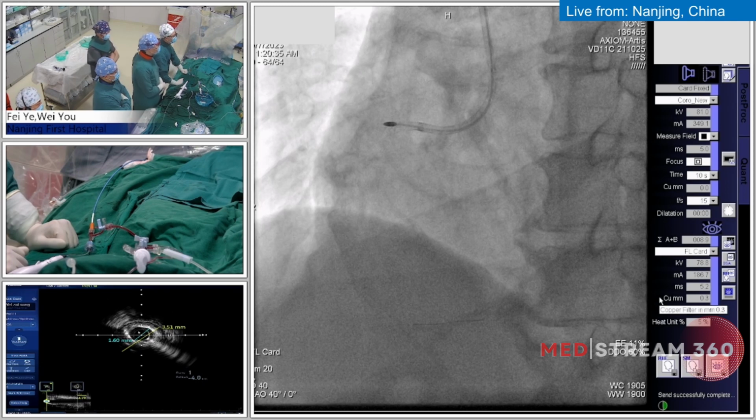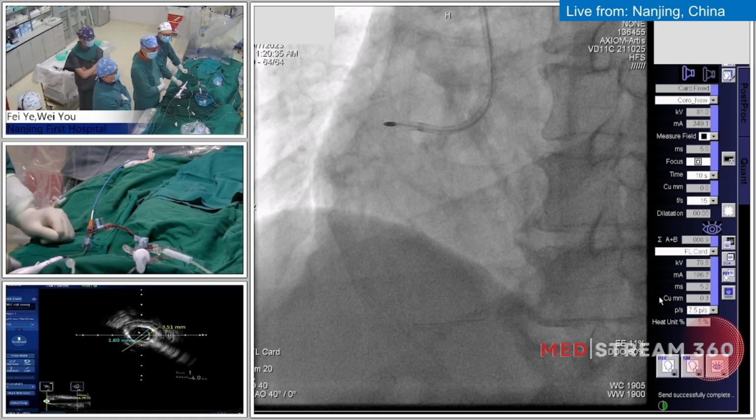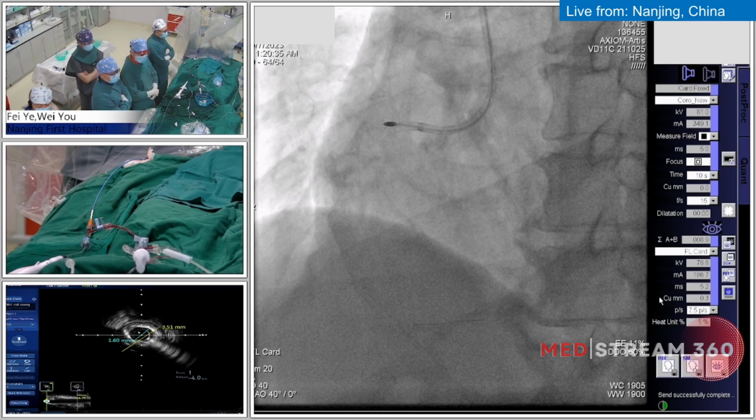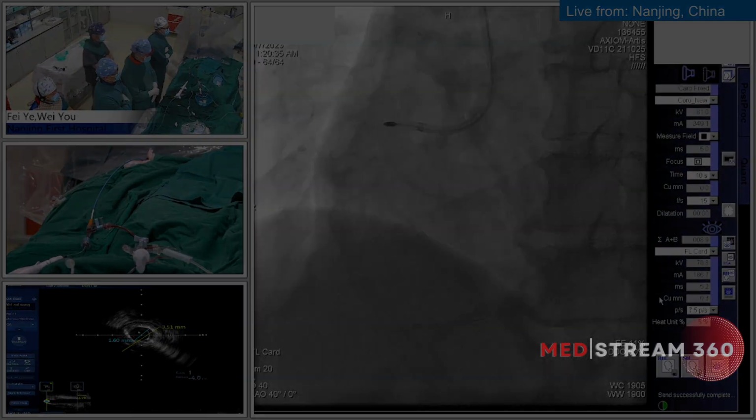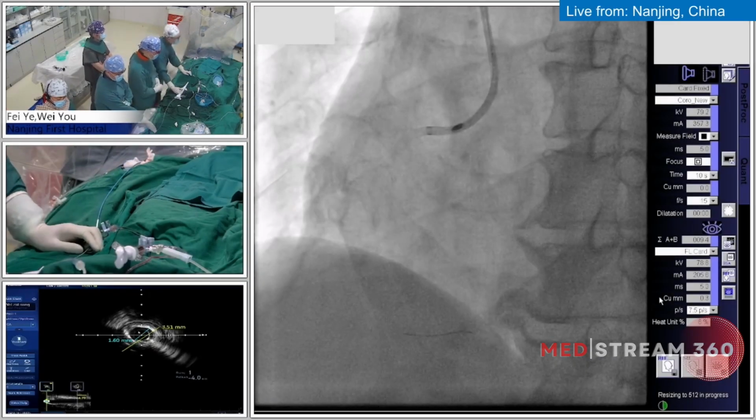Still pay attention to the patient's heart rate and blood pressure. The heart rate and blood pressure were very stable. Okay, we can rota several times. Just because before the procedure we checked the ACT over 300, that's enough safety for the rota procedure. Okay, maybe the final round.